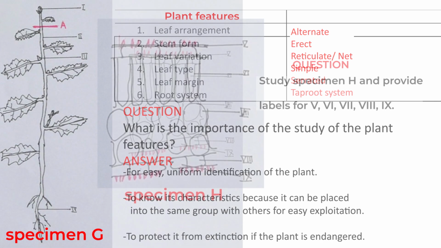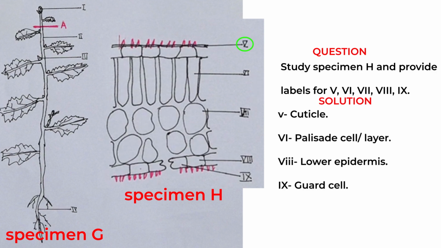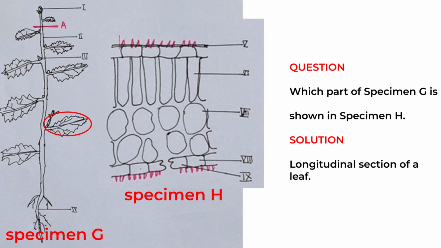These are the reasons. Study Specimen H and answer the following questions. Provide labels for V, VI, VII, VIII, and IX. And the answers are: this is cuticle, this is palisade cell, spongy cell, lower epidermal cell, guard cell. Good. Another question. Which part of specimen G is shown in specimen H? Answer: longitudinal section of the leaf is what is shown in H.